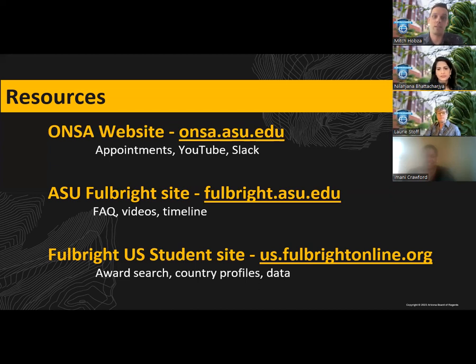There is also the ASU Fulbright site, fulbright.asu.edu, and that contains frequently asked questions, some videos, and the timeline for the application process. And then additionally, the Fulbright US student site, which has the award search tools, the country profiles, the data, and this is the information you should be referring to over and over again as you're completing your application, particularly the country profile.